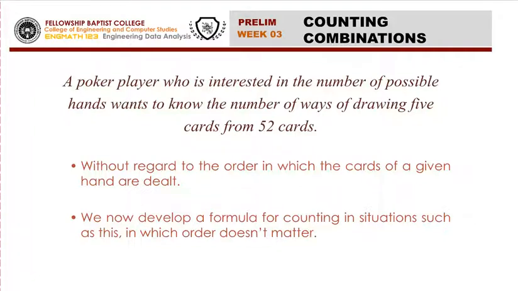So, when finding permutations, we are interested in the number of ways of ordering specific elements of a specific group. So, we consider order. In many counting problems, however, order is not important. For example, a poker hand, regardless of how you arrange the cards, is still the same hand. So, that is just one combination.